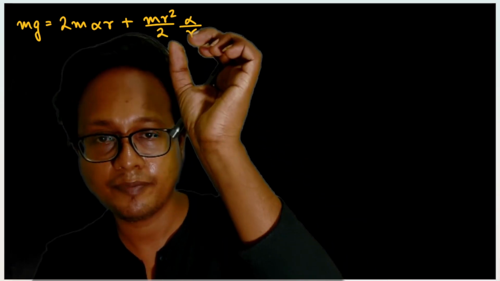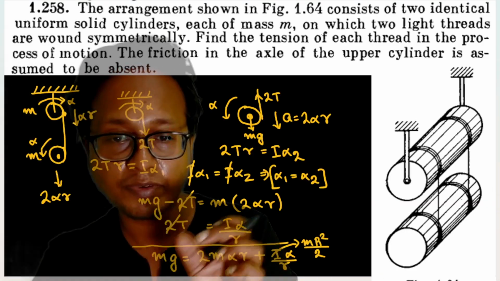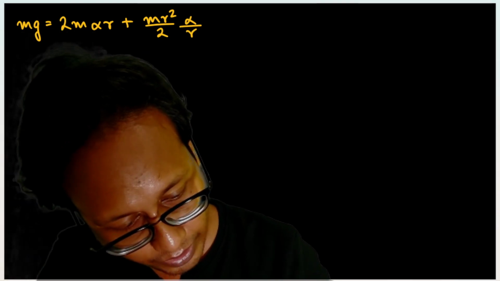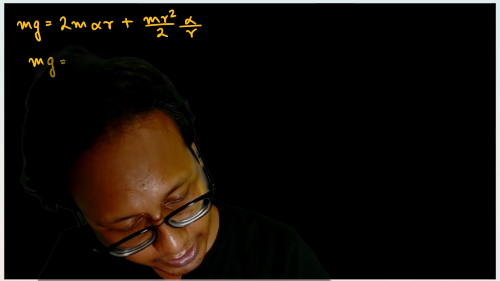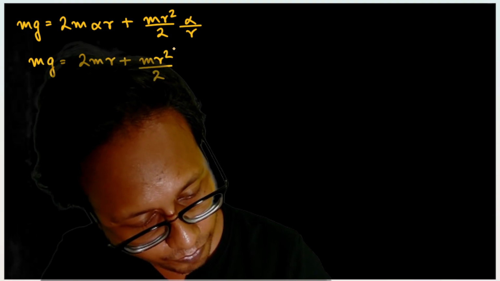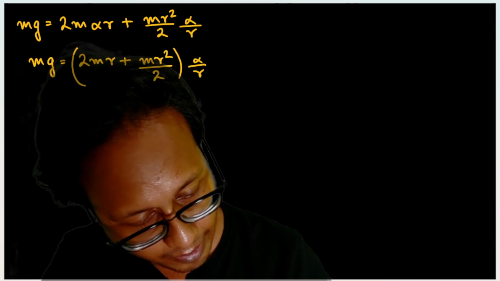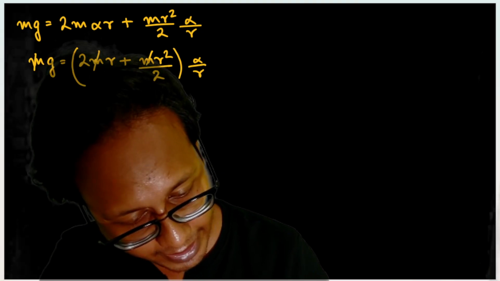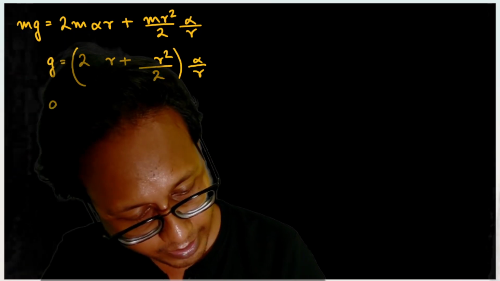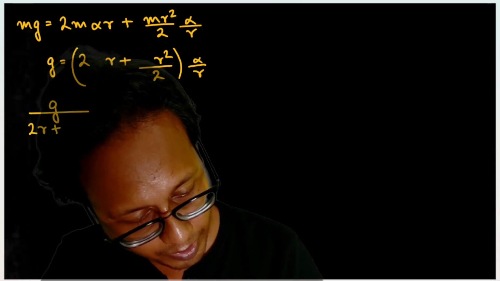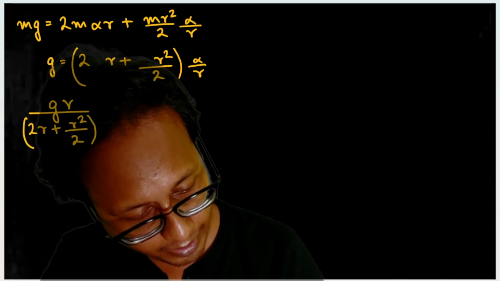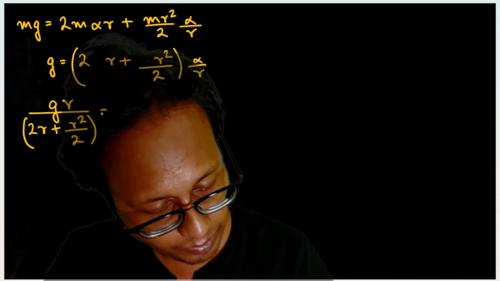I have to solve for alpha, and after I solve for alpha, to find the value of tension, I'll substitute the value of alpha here. So let me take alpha common. mg is equal to 2mr plus m r square by 2 into alpha by r. So m and m will get cancelled. You're left with g divided by 2r plus r square by 2, into r, which comes to the left, is equal to alpha.